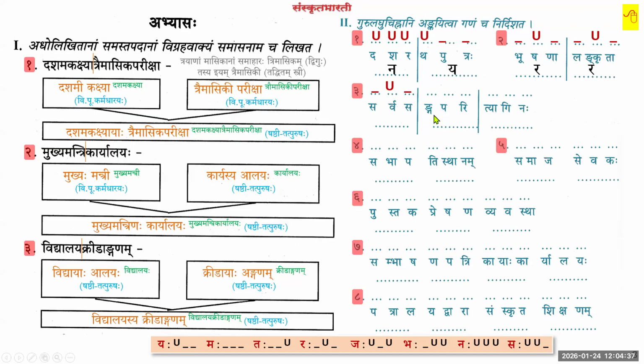Unga is Laghu. Pa is again Laghu. And Ritya, Ri is Guru. Well done. Again, she looked at what is there ahead. So when you're analyzing, first analyze for itself, then look ahead, then come back and decide. Beautiful work. Last one. Tya is again Guru. Gi is Hraswa, so it's Laghu. And Naha is Guru. Well done. So Guru, Laghu, Guru.